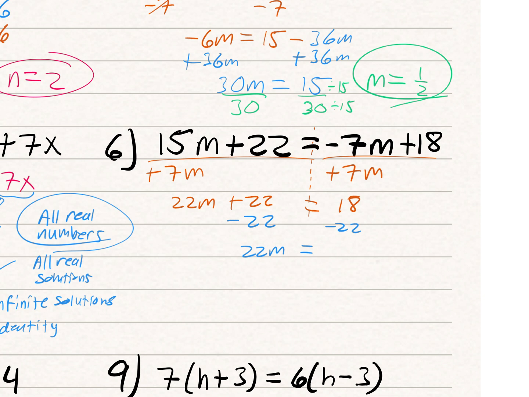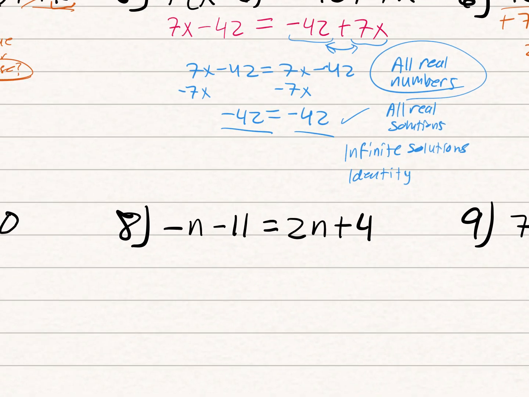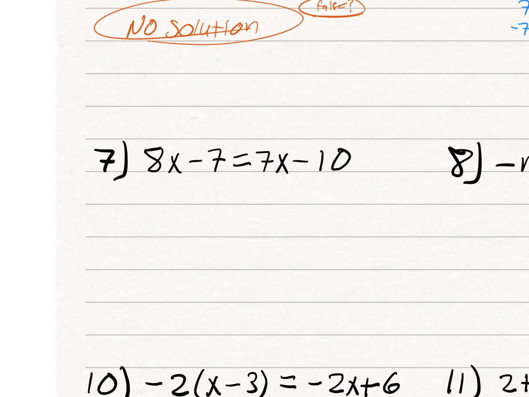And then we get 22m equals 18 minus 22 is negative 4. And then last thing, let's divide both sides by 22. And then you get m equals -4 over 22. They share a factor of 2, right? So let's divide the top and the bottom by 2. So you get -2/11. All right. Let's keep going. All right, again, we're checking on either side of the equal sign.